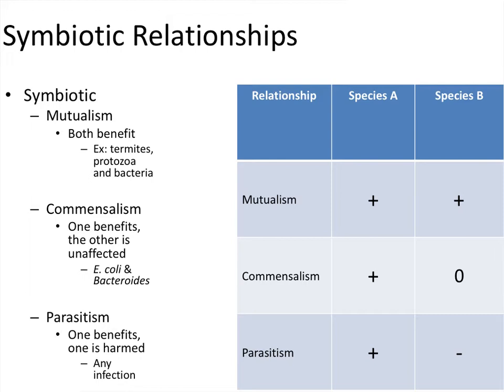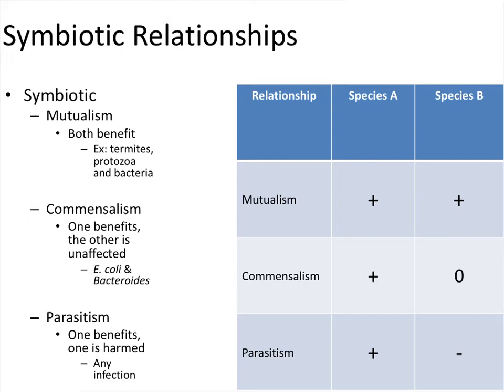If the termite did not have the protozoa or the bacteria, it would die because it would not be able to get energy from its food source. It would not be able to produce ATP, and that would be it for it. So in this relationship, all three of these organisms benefit from this relationship. They all get something good from the relationship.